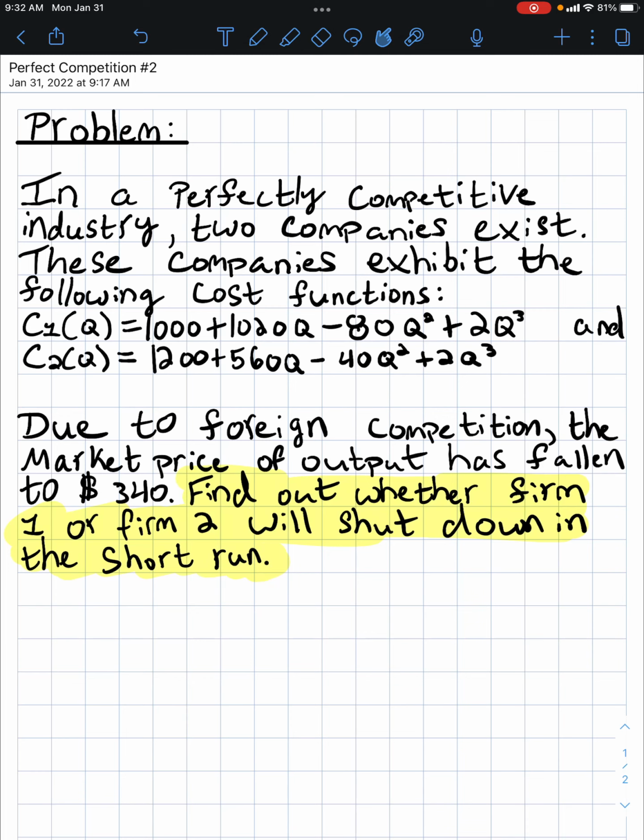Due to foreign competition, the market price of output has fallen to $340. Find out whether firm 1 or firm 2 will shut down in the short run. Now, pause this video, take a few minutes, and solve this problem.